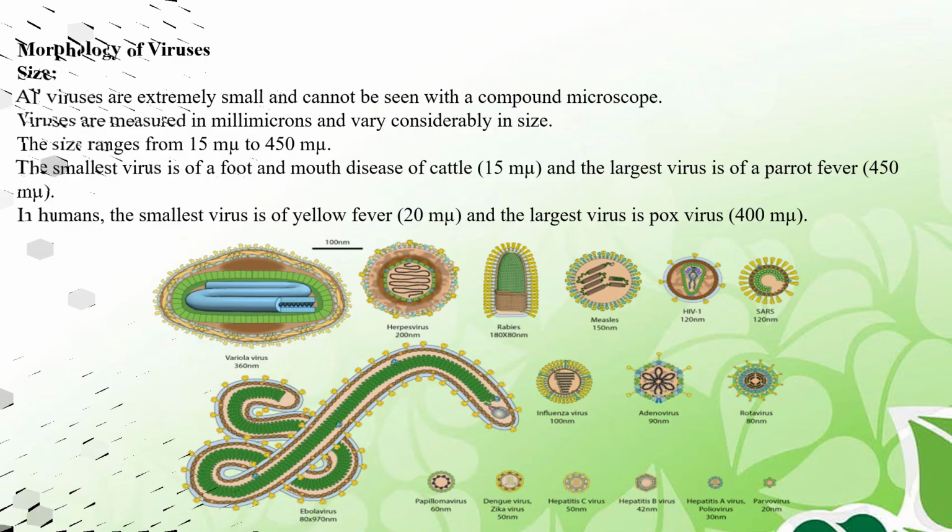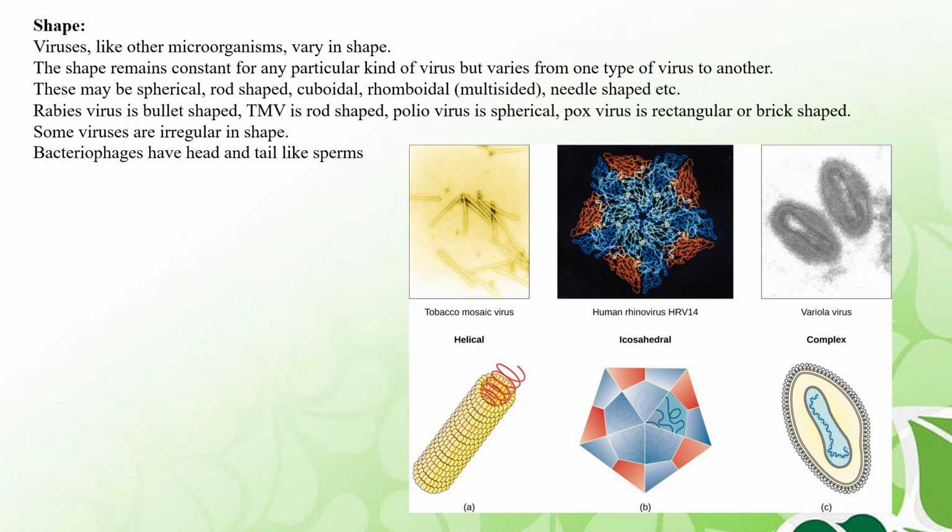Coming to the shapes, they are different. They can be many shapes and sizes, but can generally be classified into four groups: helical shape, which is a long, filamentous, structureless form; polyhedral, which includes icosahedral and prolate shapes; enveloped shape, which has an envelope; and head and tail, which have an elongated icosahedron and a helical tail. The shape of the virus is determined by how its structural proteins assemble to form a protective protein coat called the capsid. The capsid can be single or double and is made up of few or many types of structural proteins. So you can see examples here. A rabies virus is bullet shaped, TMV is rod shaped, polio virus is spherical, pox virus is rectangular or brick shaped. Some of them are irregular in shape, and bacteriophages have head and tail like sperms.